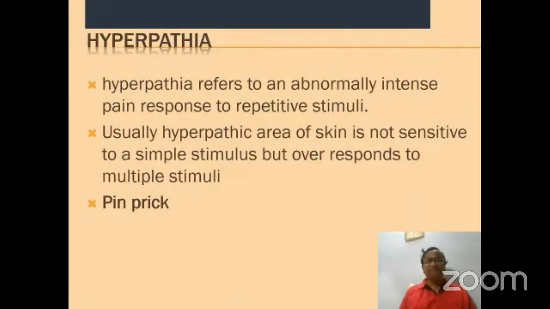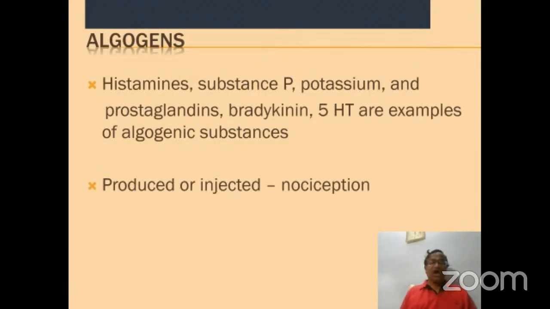Hyperpathia refers to an abnormally intense response to a repetitive stimulus. Algogens, algos, algesia is pain, analgesia is pain relief. Algogens are pain generators. What are these pain generators? Histamine, substance P, potassium, prostaglandins, bradykinins, serotonin, etc. When injected, they also produce pain.